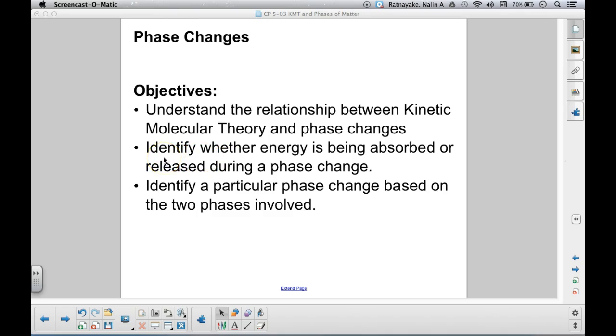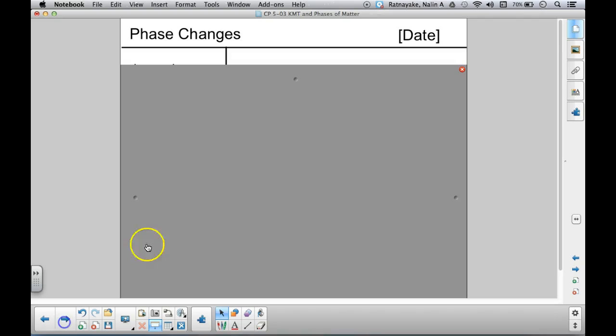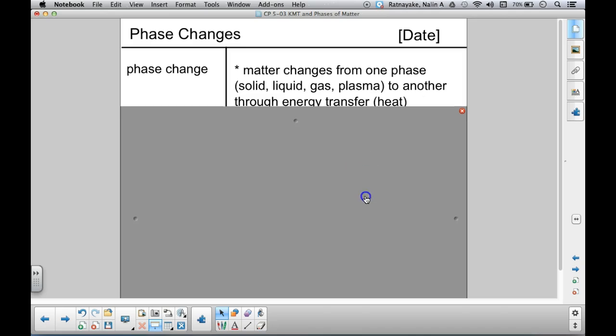You should be able to identify whether energy is being absorbed or released during a phase change. So depending what's happening, can you tell which way energy is being transferred in the scenario? And finally, can you identify a particular phase change based on the two phases involved? And we're going to learn some vocabulary that helps us define and label particular phase changes based on what exactly is happening. So let's take some notes on phase changes.